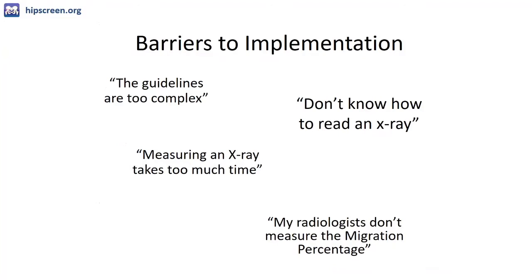Some of the issues that people mention are that the guidelines are too complex. They don't know how to read an x-ray, and so then they can't really know when to send a child. Measuring x-rays takes too much of their time, and that even when they send the patients to x-rays, the reports from the radiologists don't measure the migration percentage.